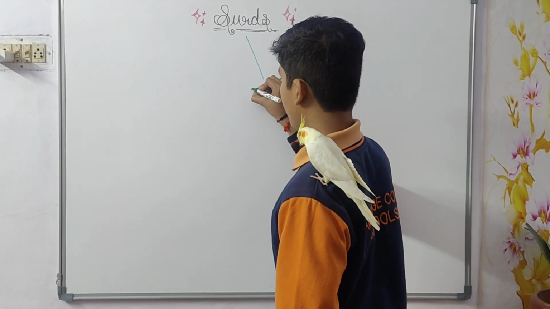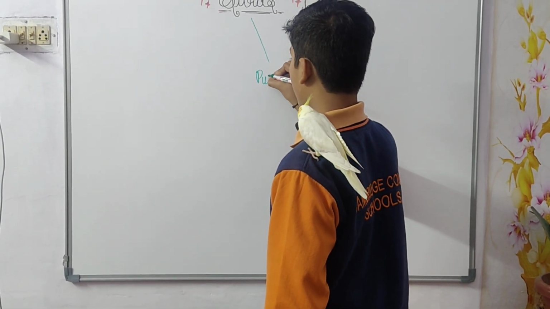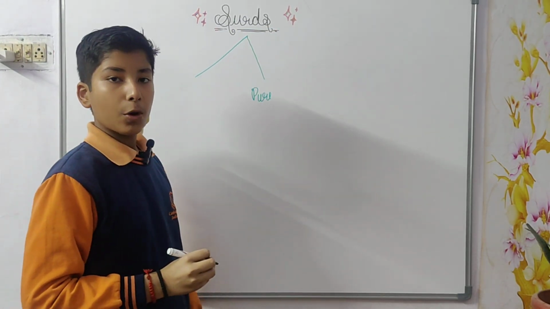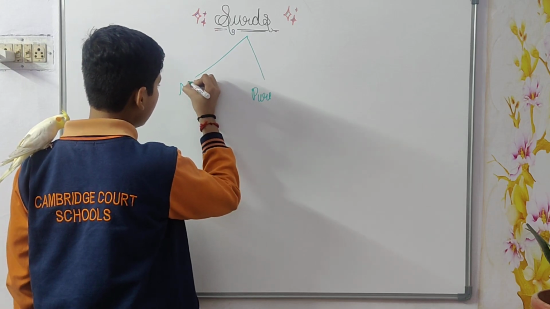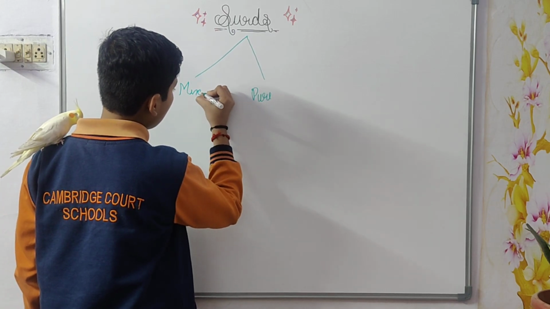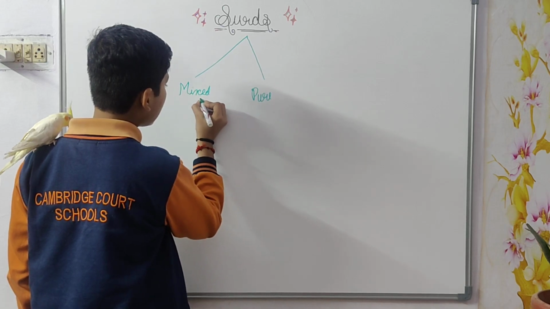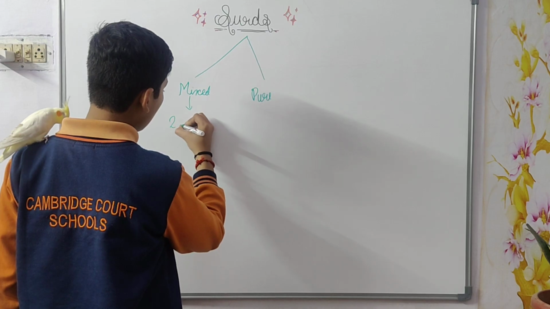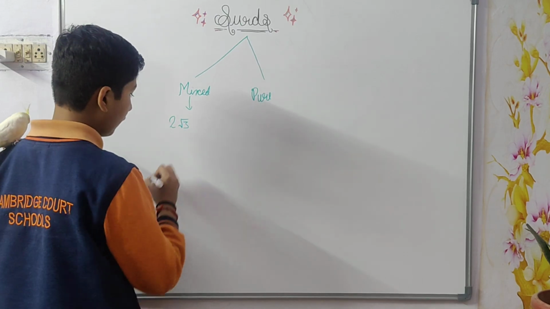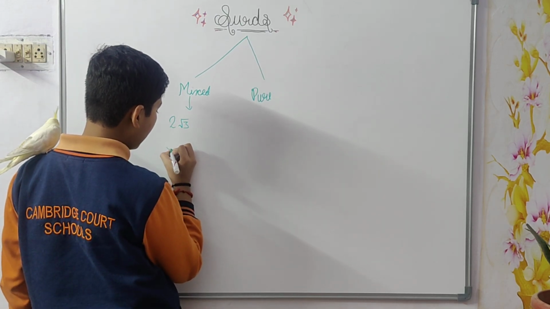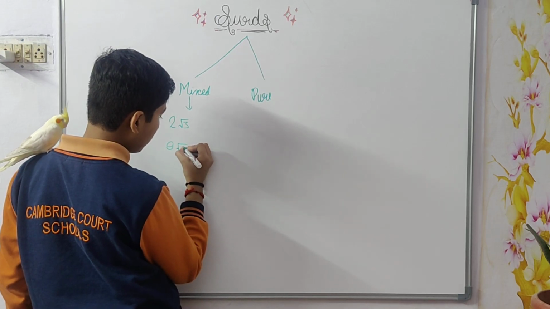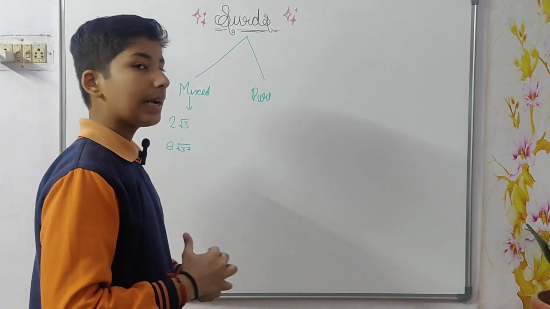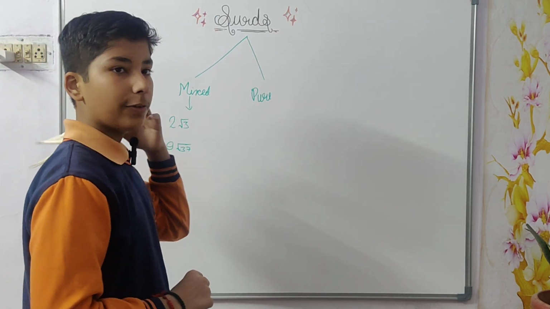One surd is known as pure, and you will say the other is impure. No, but it is mixed, M-I-X-E-D, mixed. So firstly, what is mixed? Mixed is, you can say, 2 root 3, 9 root 37. You can write like the numbers which are when simplified.